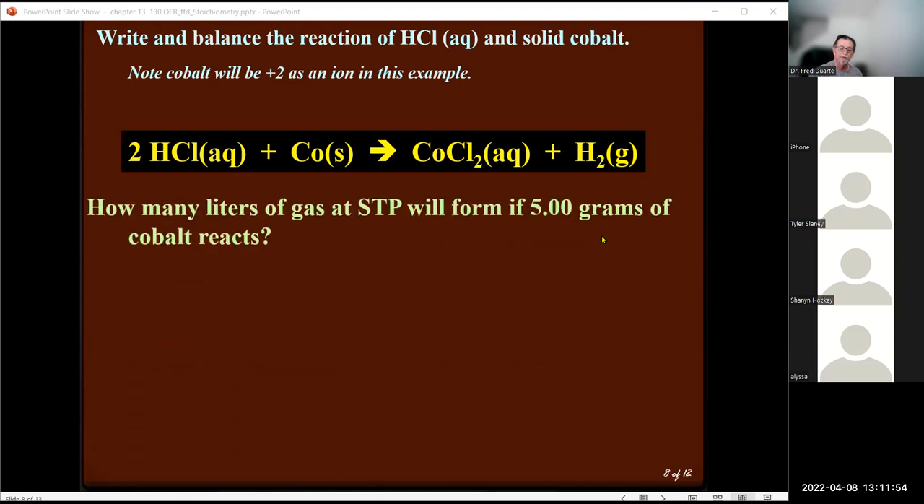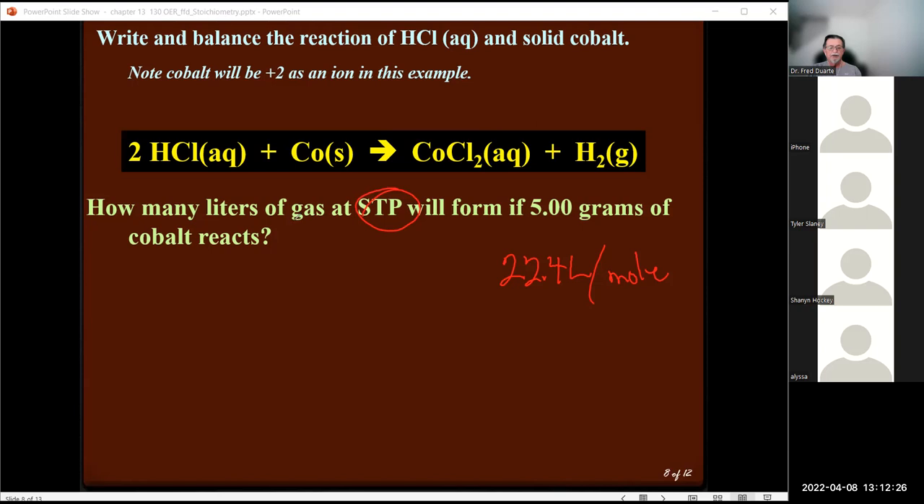And obviously, they're going to give you some questions, right? The obvious next step. So the next question says, how many liters of gas at STP will form if we start off with 5 grams of cobalt? Now, obviously, we're at STP. Being at STP, that means that we can utilize 22.4 liters per mole, okay? Because we are at STP.